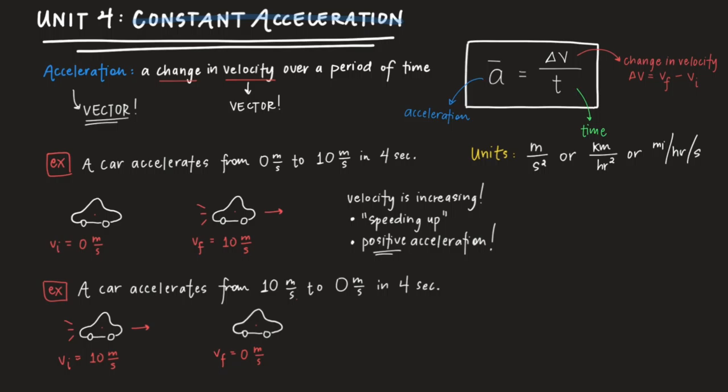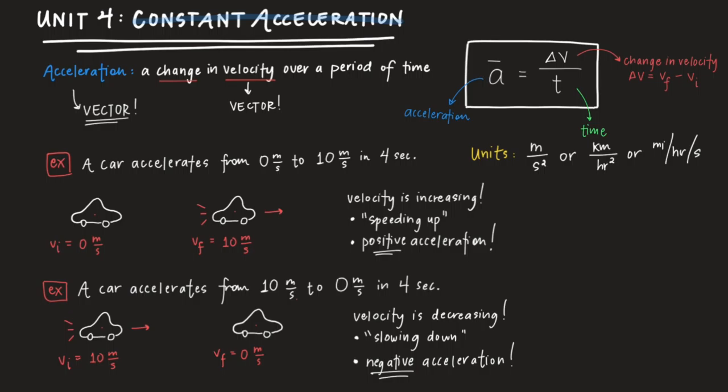So that velocity is decreasing. The velocity is going down. So colloquially, we might say that the car is slowing down, okay? You're in your car, you see a red light, you slow down to a stop. But again, a nice way for us to say this in physics is that the car has a negative acceleration. The car had a velocity of 10, it went down to 0, that velocity decreased. Decreasing means negative, so we have a negative acceleration.